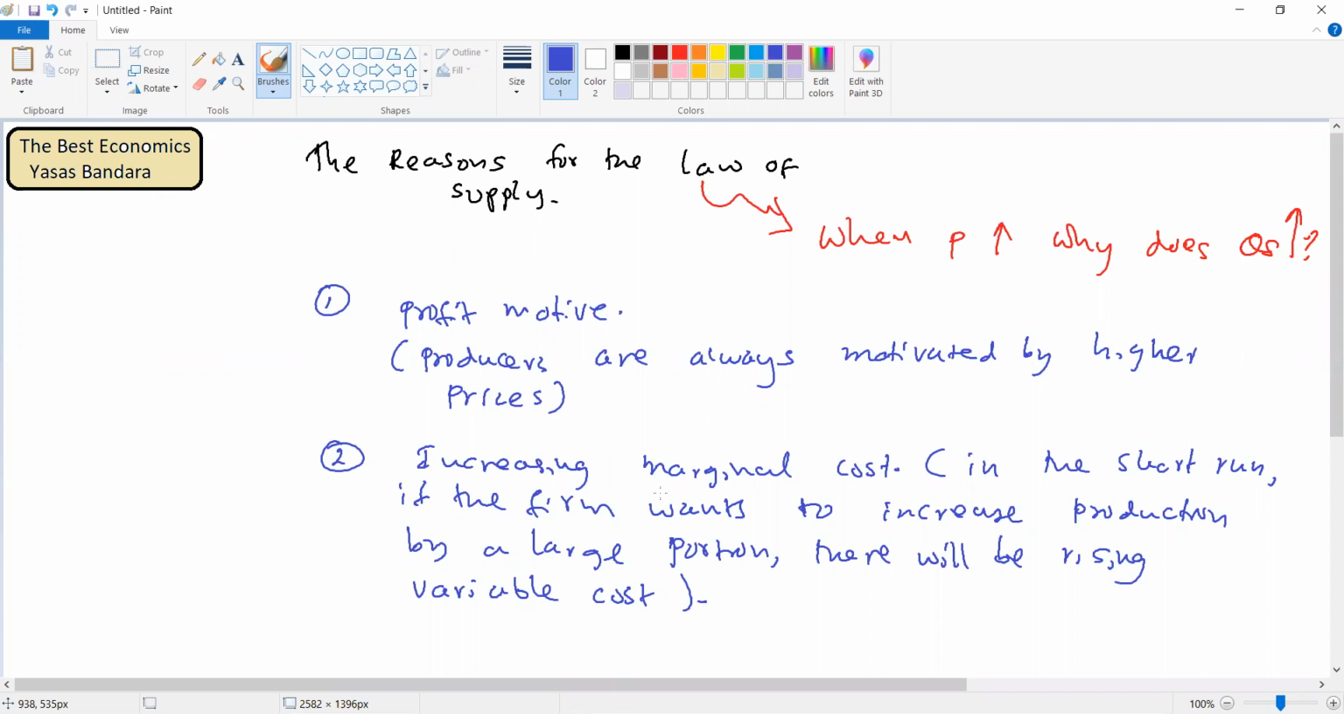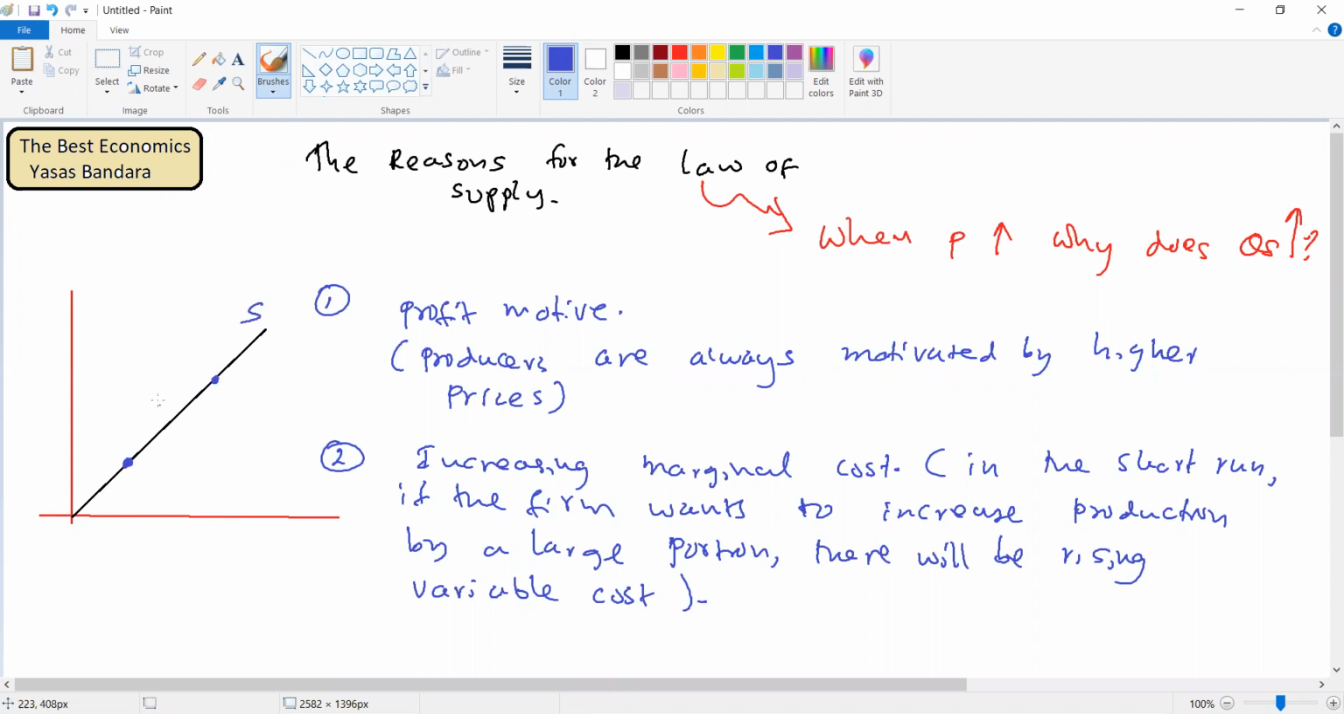As a result, marginal cost increases. So now these two, number 1 and 2, will explain the law of supply in two different perspectives, right? Now this is the law of supply, right? Well, the point is moving from one place to another place along the supply curve.